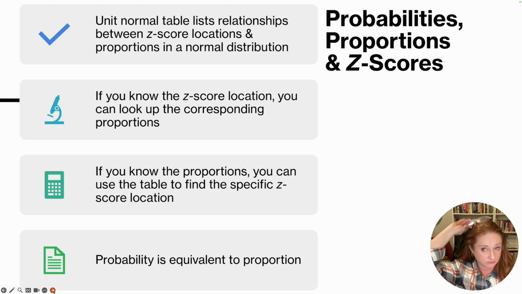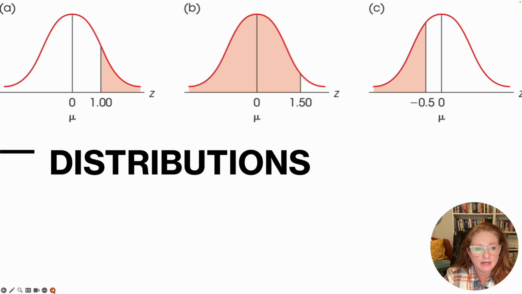Okay. The unit normal table lists relationships between the z-score location and their proportion in a normal distribution. If you know the z-score location, you can look up the corresponding proportion. If you know the proportion, you can use a table to find the z-score. And yes, probability is always equivalent to proportion. Okay. Here's some more pictures. Let's look at A first.